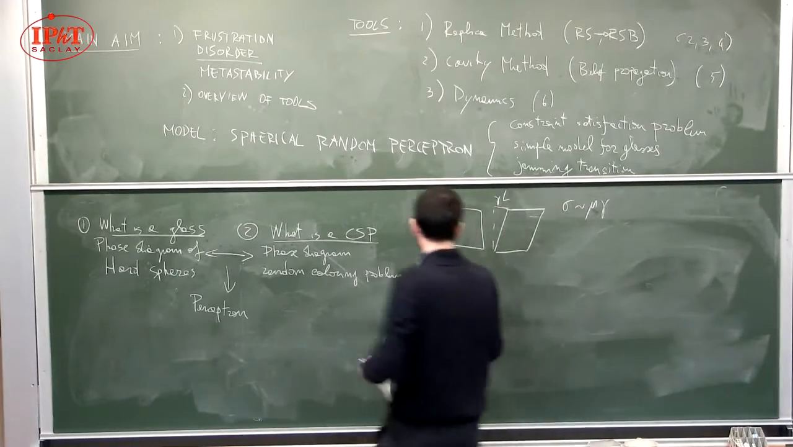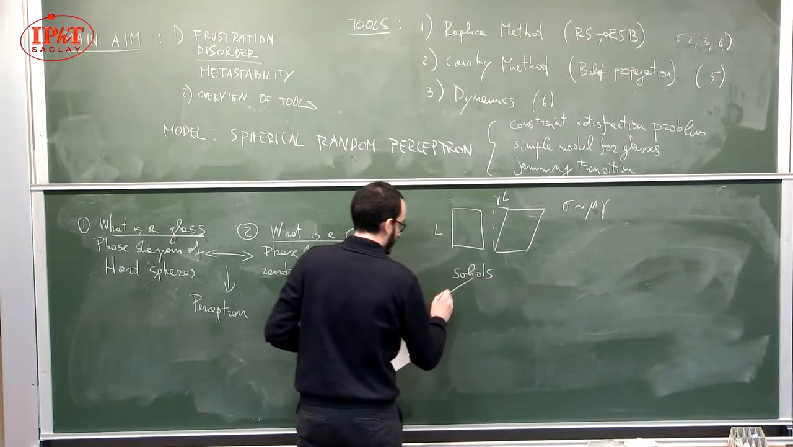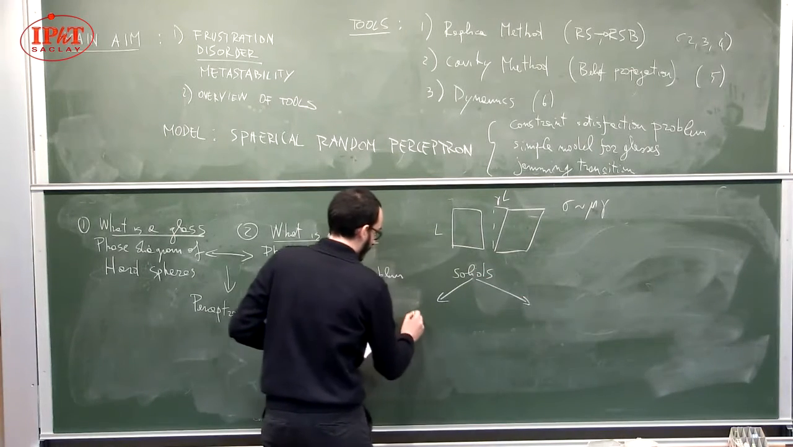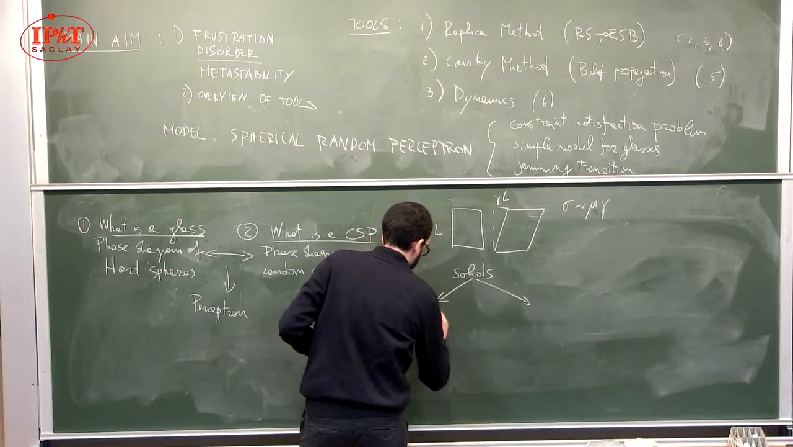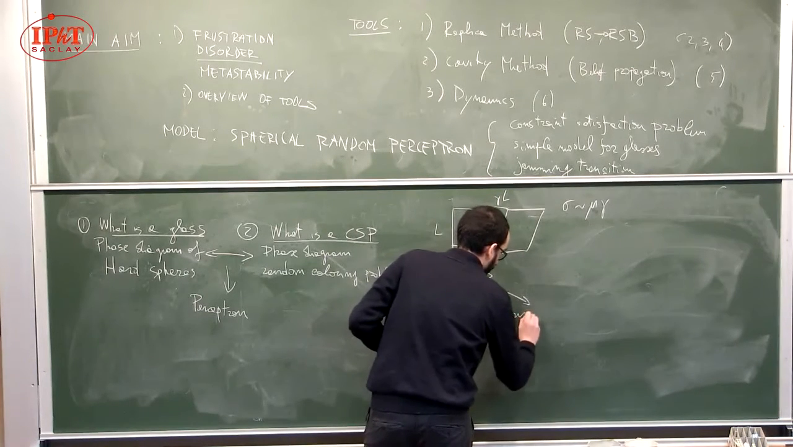And you can define solids in two classes: crystalline solids or amorphous.